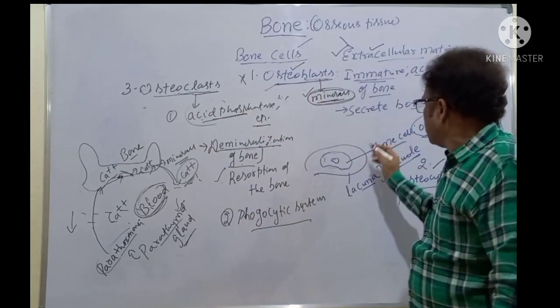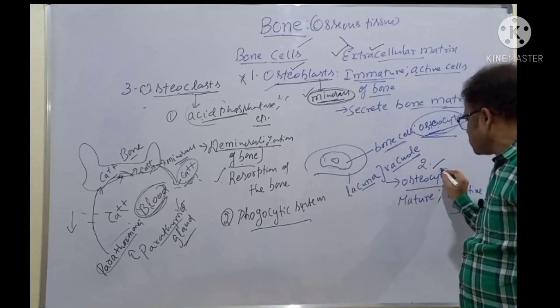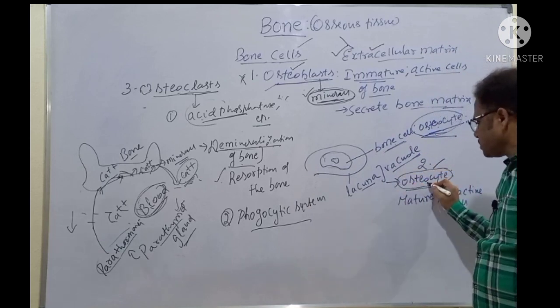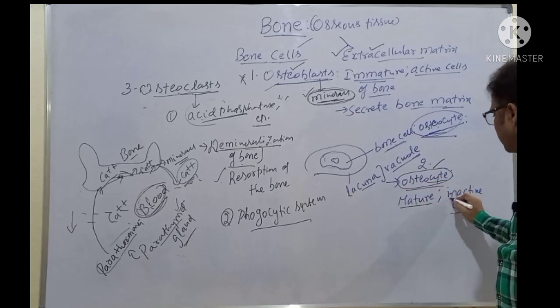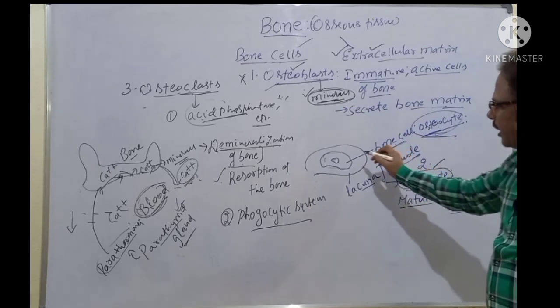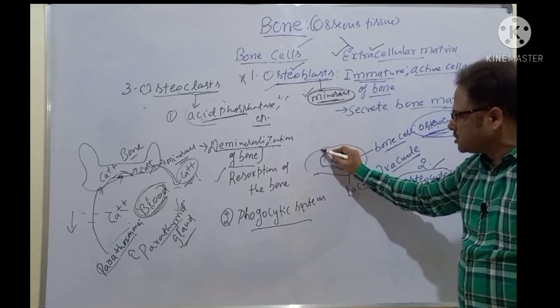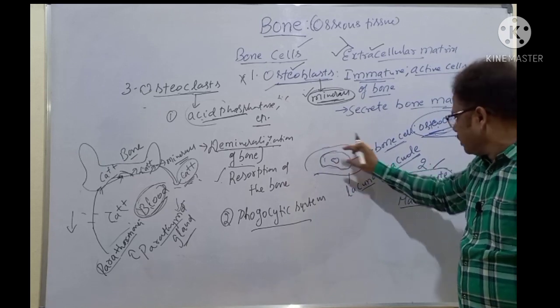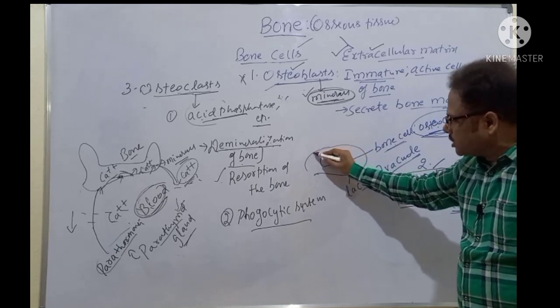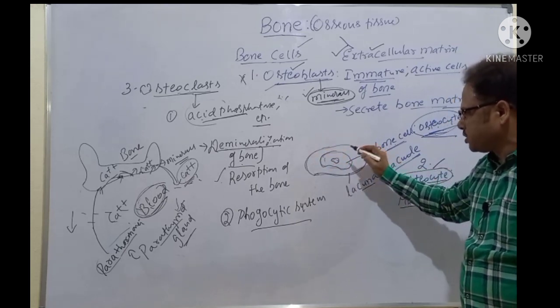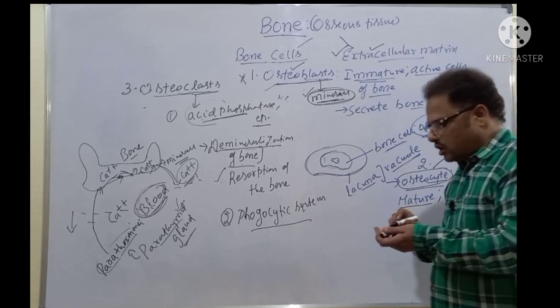So what is the next one? Osteoclast, I told you. Osteocyte, I told you. Osteocyte. What is a cyte here? A fully formed cell is called a cyte. It's a mature but inactive cell. It is getting entrapped inside the lacuna. This is a bone cell called osteocyte. This is a nucleus, and this one is a lacuna, a vacuole-like structure.